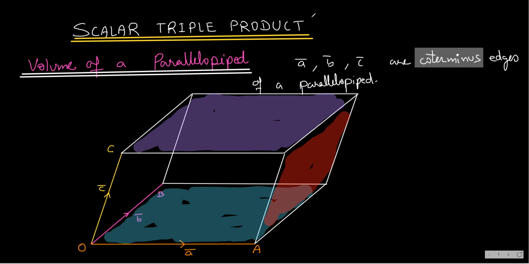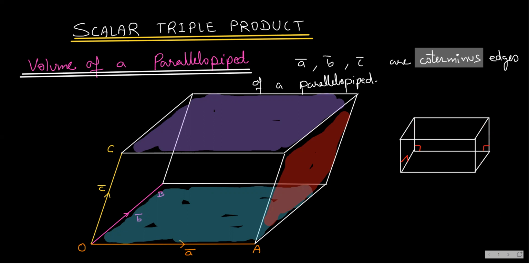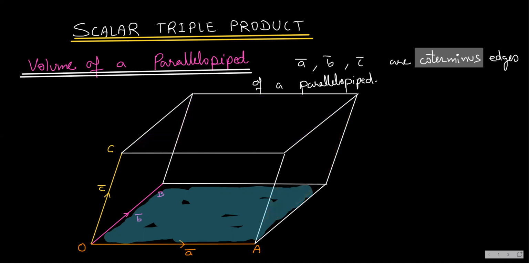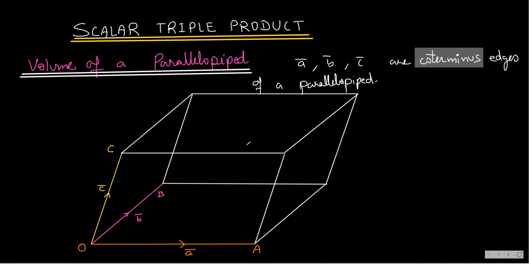So for the parallelepiped that you have, you don't have to do the shading. You just have to draw the diagram like this. Here you have O, A, B, C. This point I write P, this point Q, this R, and here I write S. So this is the parallelepiped, and the coterminous edges are A bar, B bar, C bar.